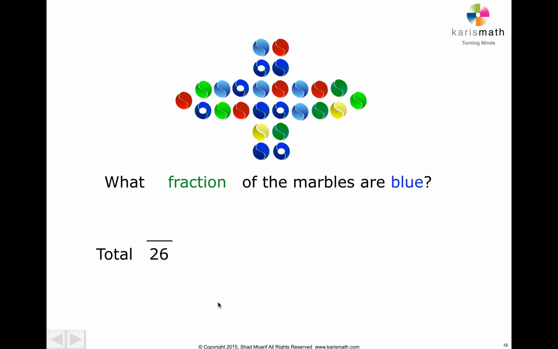If we count them, we find that there are 26 colored marbles. And now if we count the blue marbles, we'll get 2, 4, 6, 8, 10, 12, 13. 13 blue marbles out of 26 marbles. 13 are blue. What fraction is that? It's half, which means 50% of the marbles are blue. 50% of these marbles are blue.